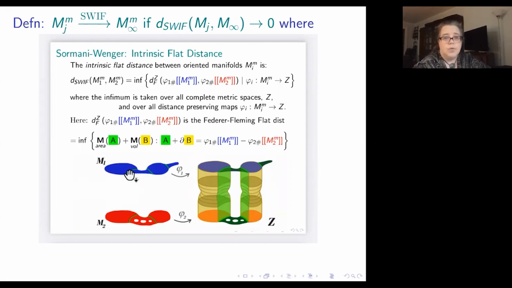So we have the first one, M1, and the second one, M2. Here. And what we do is we take a distance preserving map phi1 and distance preserving map phi2 into a common metric space Z. Z is a complete metric space. And then we measure the distance between their images viewed as integral currents in the Federer-Fleming flat sense, which means you are filling in a volume between them, and you're measuring the infimum of all possible filling volumes plus filling of the boundaries. So when we take the subtraction, if you subtract these two, this is why there's an orientation.